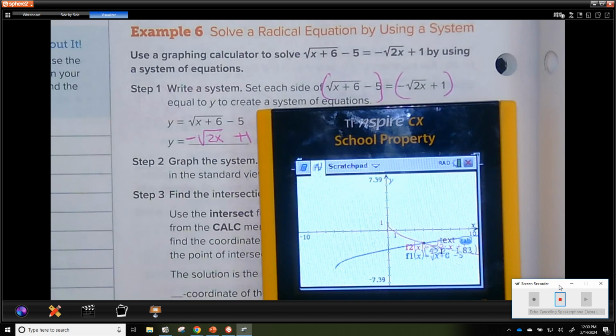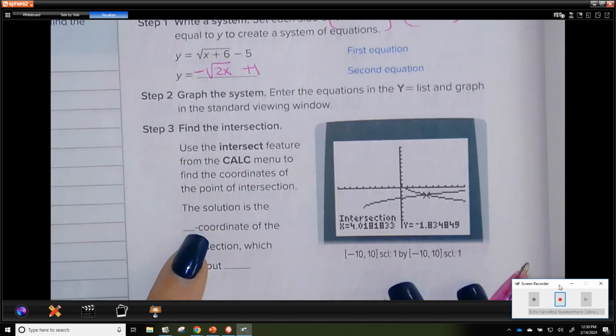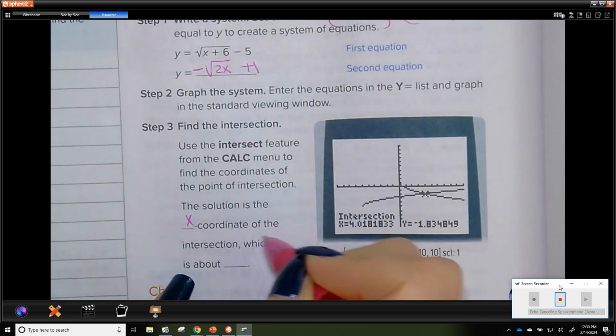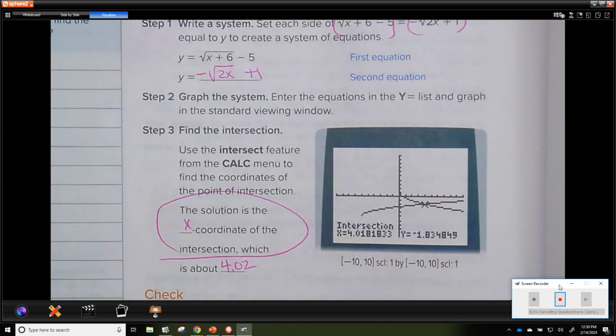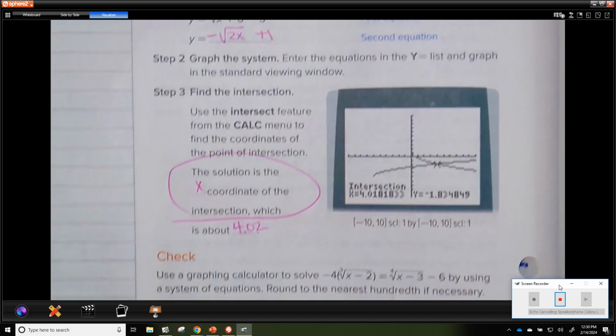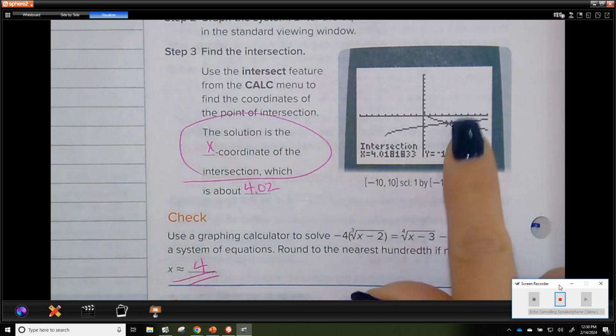And the x value, which now it's all piled up here. Let me see if I can move this. No, I can't move it, but it highlighted it. The x value is 4.02. And that is what you are solving for. So the solution is the x-coordinate of the intersection, which is 4.02. So to check it, since you graphed it, you don't have to check it because it does intersect.